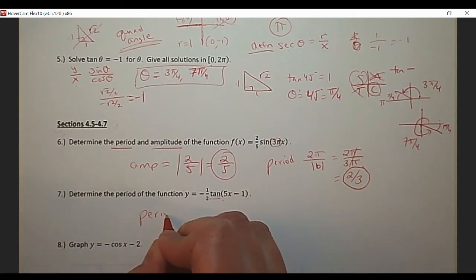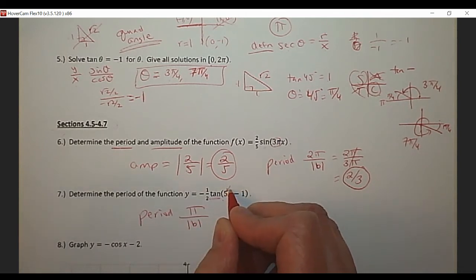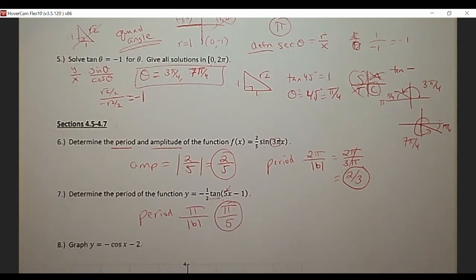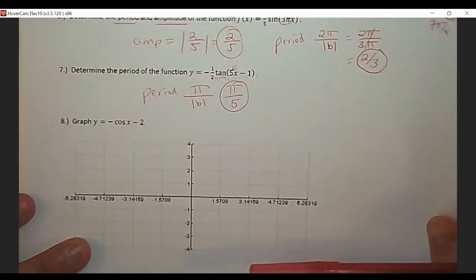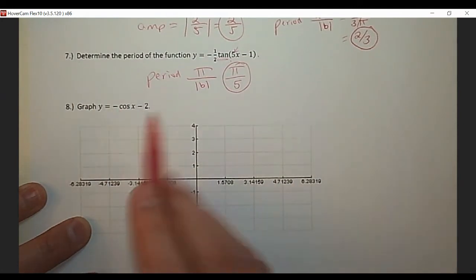For tangent and cotangent, the period is going to be pi over the absolute value of b. So b here is the coefficient of x, and you're going to end up with pi over 5. Now let's get into some graphing. For number 8, we want to graph cosine flipped over the x-axis and move down 2.